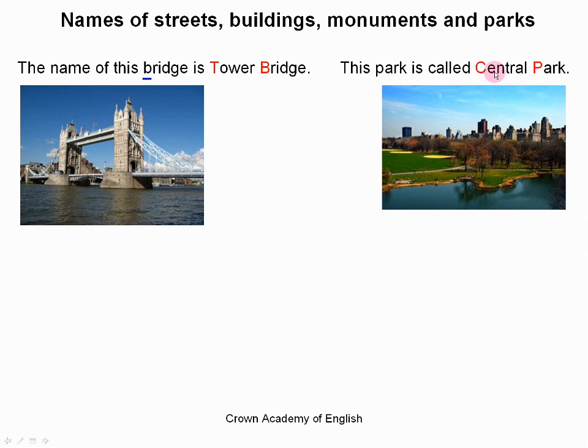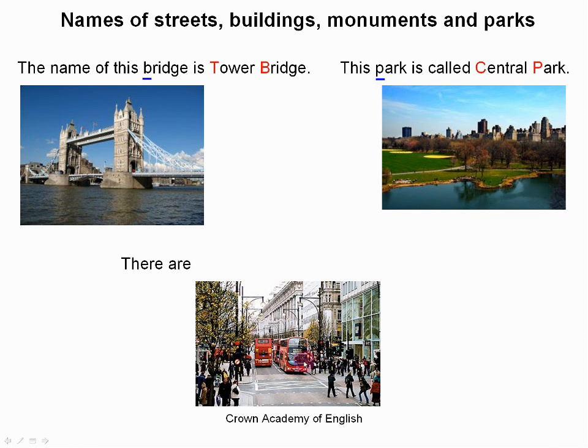This park is called Central Park, and this is in New York. So capital letters for the name. But park, when we use it normally, is just a small letter. There are lots of shops on Oxford Street in London. So the name of the street, or the name of the road, is Oxford Street, and so we have a capital O and a capital S.